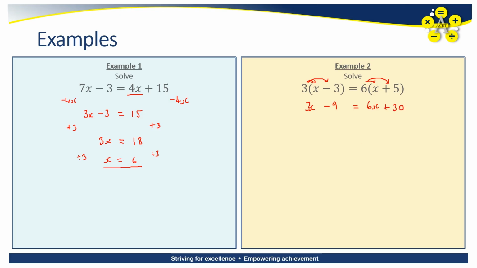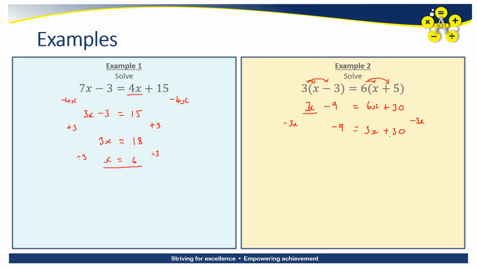Now at this point it looks very similar to what we did here in example 1. So I've got 3x and 6x. I want to move the smallest amount of x's, so I'm going to move this 3x this time because it's smaller than the 6, and I remove it by taking it away. Negative 3x, negative 3x. So 3x take away 3x is gone. I'm left with negative 9. 6x take away 3x is 3x. And I've still got this 30 over here.